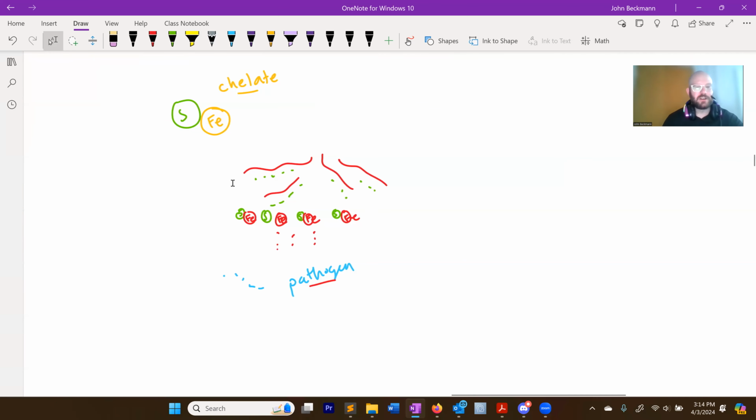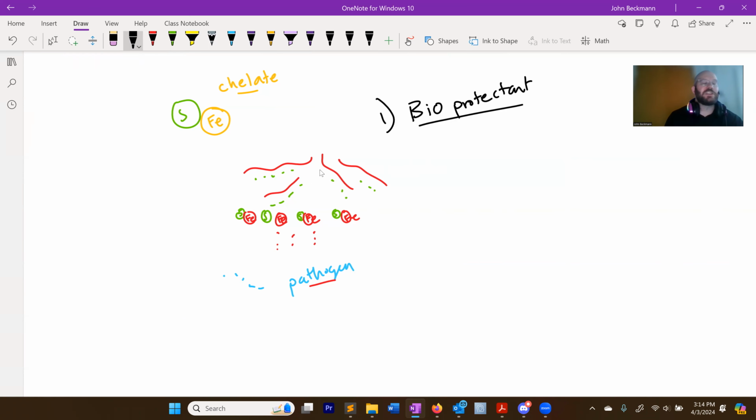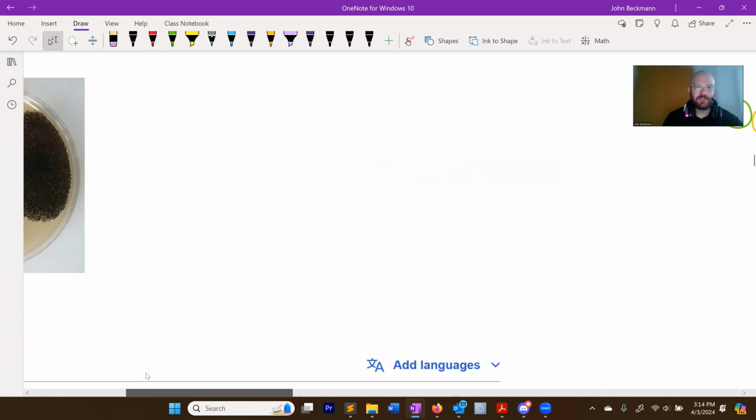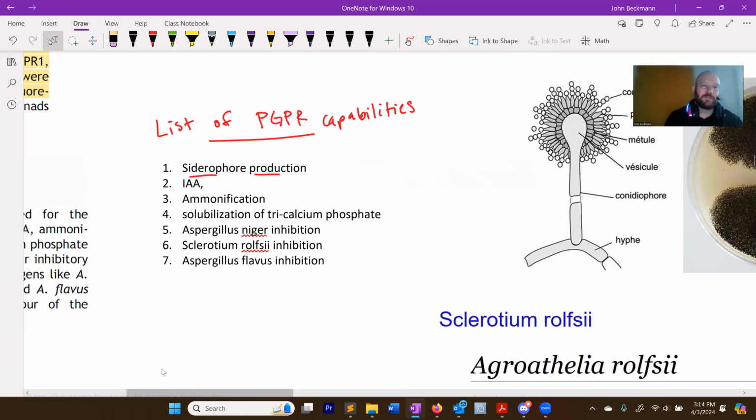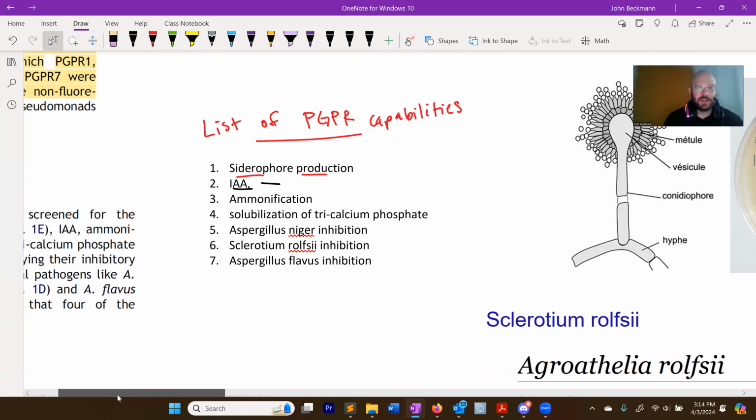So that was the original mechanism of the PGPRs, the siderophore-producing PGPRs discovered by Dr. Klepper. This is called a bioprotectant. These features fall under various mechanisms. I would call this a bioprotectant mechanism where it's protecting the plant against plant pathogens through the chelation of iron. Okay, that's siderophore production. IAA, that is the long form of it.